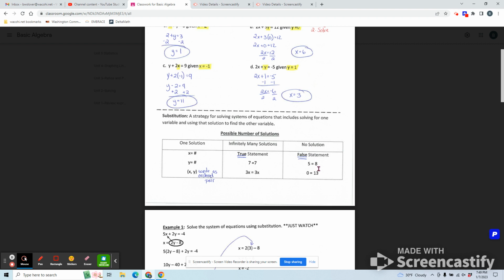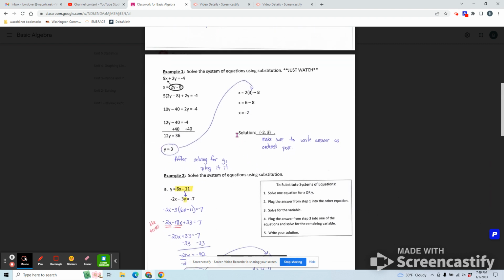It means those two lines are actually parallel. Okay, so that's what I'm going to be looking for as I do my substitution today. So this very first example, there's nothing for you to do. You're just watching and paying attention. So it says solve the systems of equations using substitution.